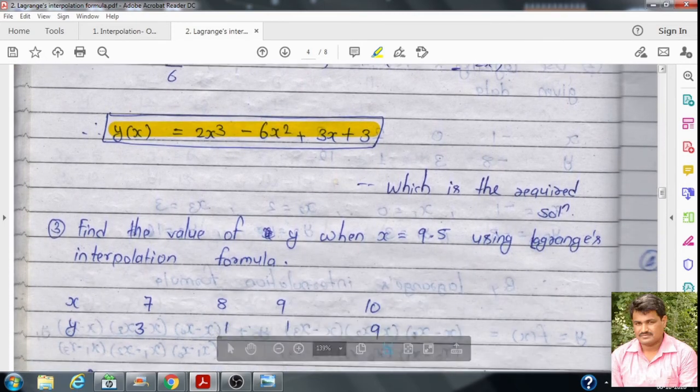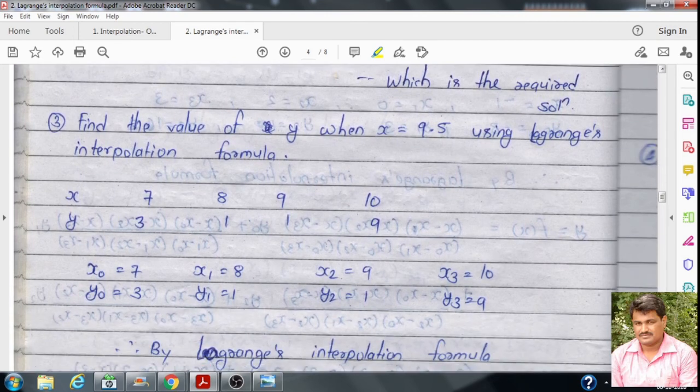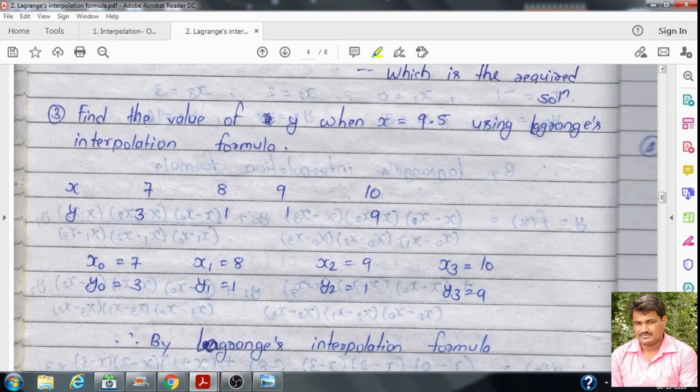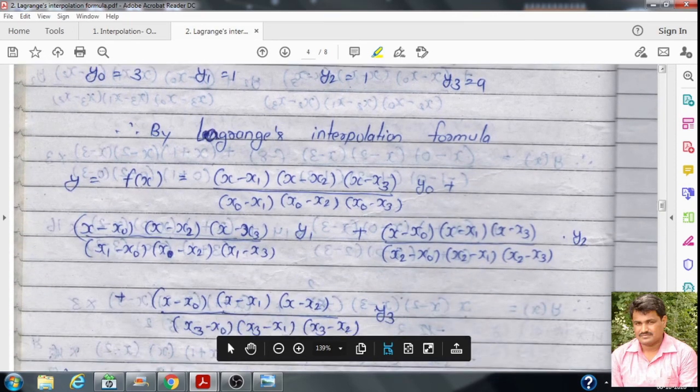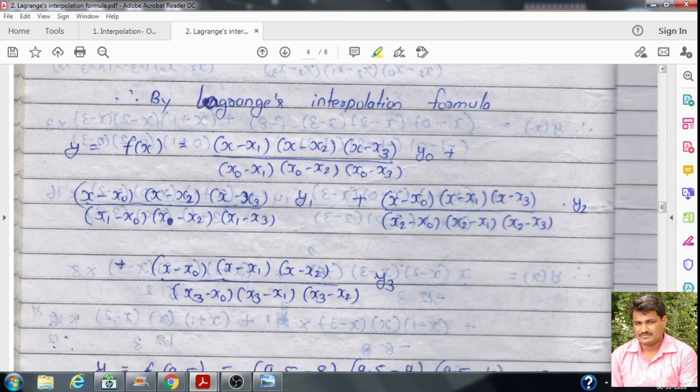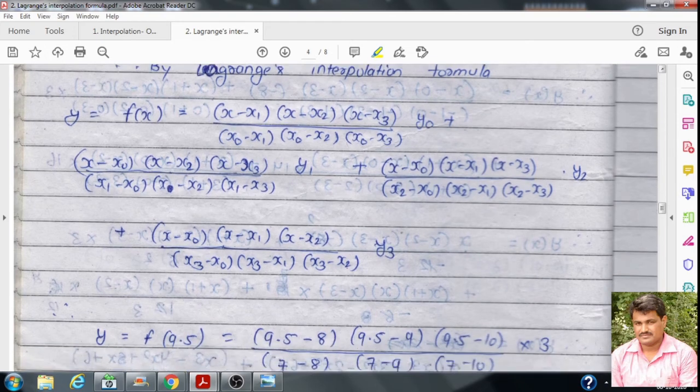In the next problem, we are given: find the value of y when x is equal to 9.5 using Lagrange's interpolation formula. Here, the first problem and third problem are the same. First we define x in terms of x0 to xn, and y in terms of y0 to yn. Here we take n equal to 3 because a total of 4 points are given. Then we develop this formula using Lagrange's interpolation method and substitute the values.